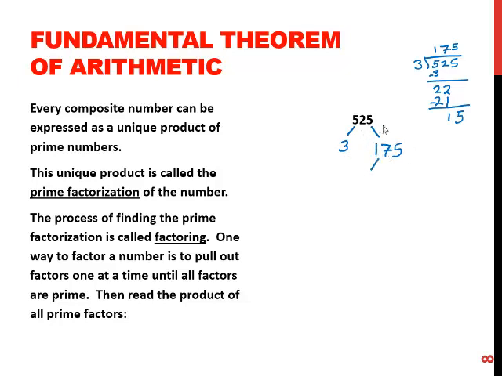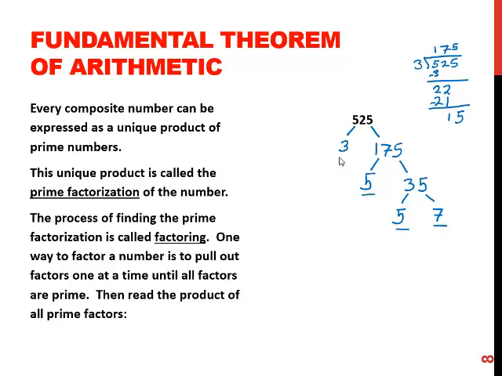We already know that the 2's won't go in. We've used all our 3's. So we'll look at 5. And 175 is 5 times 35. 5 will go into 17 3 times. We'll look at 35 and see if 5 will go in again, and it will. We get 5 times 7, and we've worked our way down to a prime number.